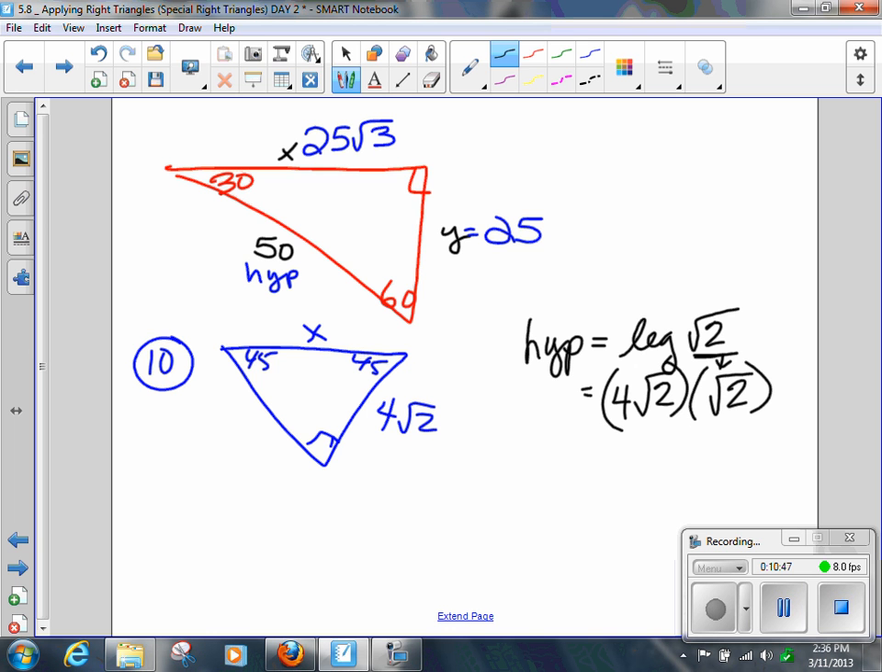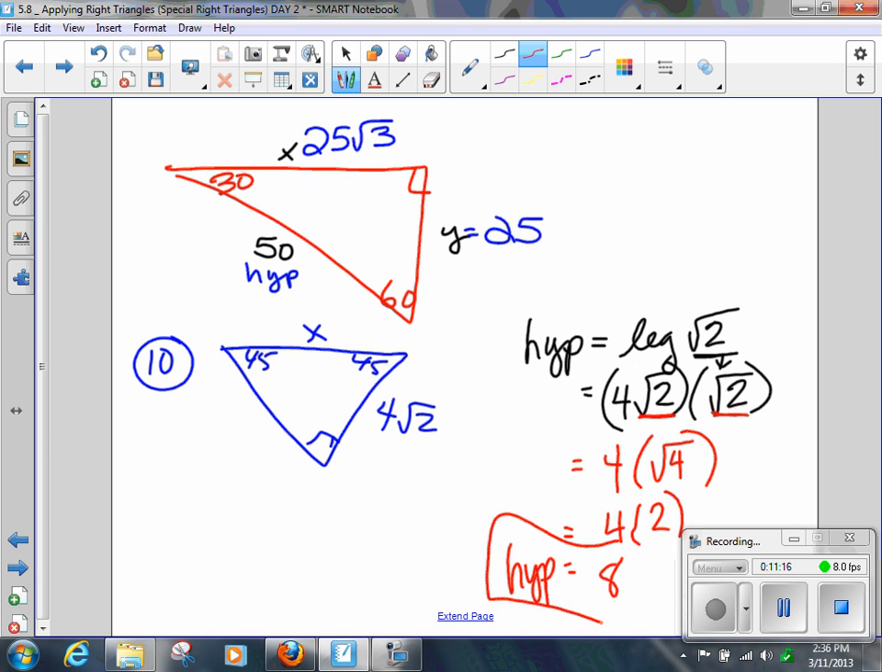Write this down. You got to clue in. You got to zone into this. What is the square root of 2? Because we have to multiply things that are similar. What is the square root of 2 times the square root of 2? It's actually the square root of 4, which is plain old 2. What's 4 times 2? So that means that the hypotenuse is 8.